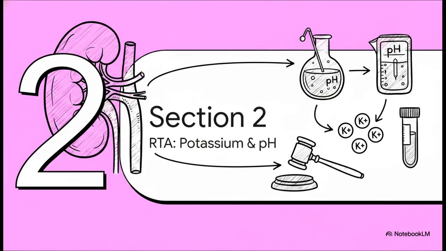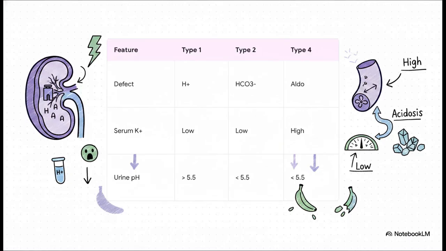Moving on to Section 2, RTA, the potassium pH bifurcation. Once that positive urine anion gap confirms the kidney is the bad guy here, we hit our next major fork in the road. We have to unravel the 3 primary types of renal tubular acidosis. To pull this off, the clinical judge demands a strict audit of 2 very specific values, the urine pH and the serum potassium. Notice the distinct features defining these pathways.